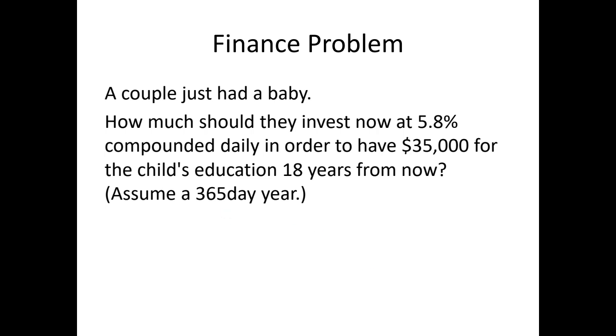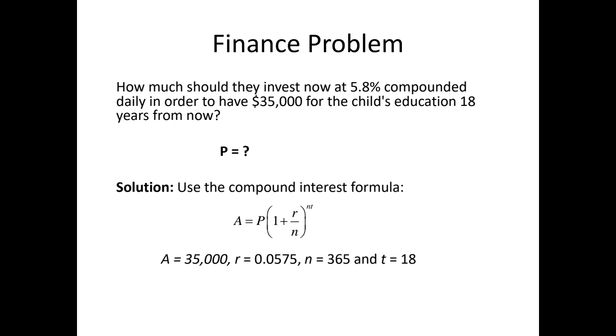So here, P is what we want to know, how much do we have to invest. So we don't know what P is. However, A is how much you want to have at the end, which is 35,000. Your rate is 0.0575, and we're going to compound it every day, so 365, and we're going to do this for 18 years, okay?